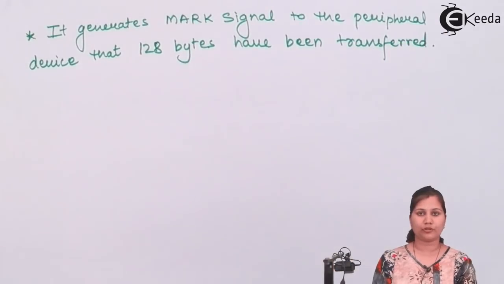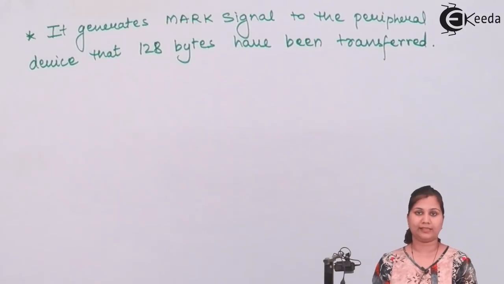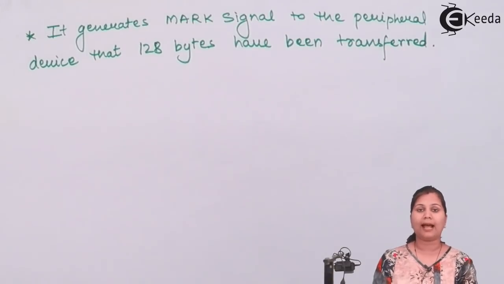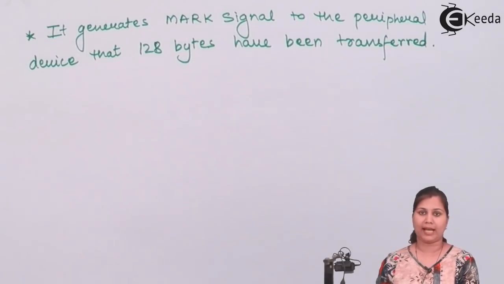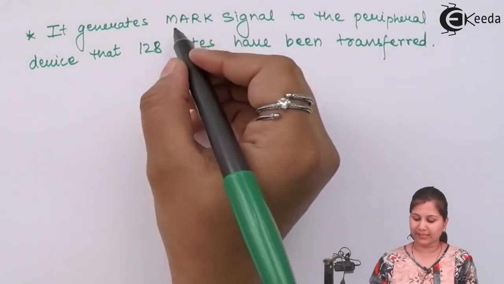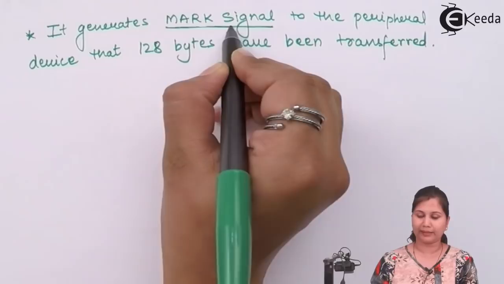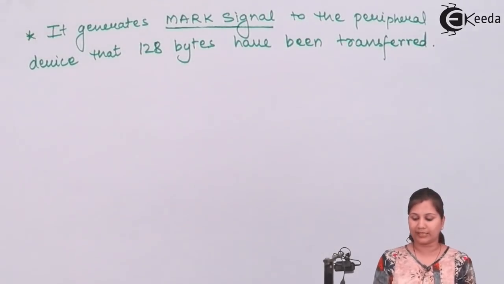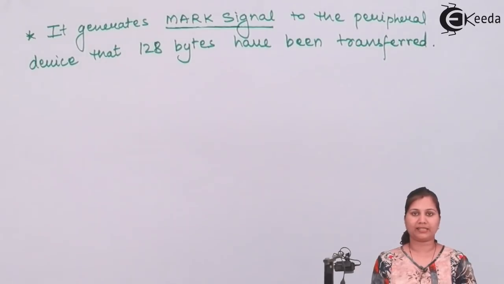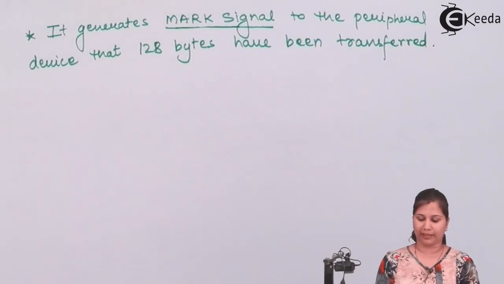Now the DMA controller generates a special signal called the mark signal, and this signal indicates that 128 bytes of data have been transferred to the peripheral device. This signal is generated by the DMA and sent to the peripheral device to say that 128 bytes of data have been transferred.